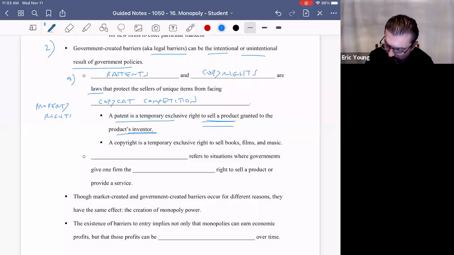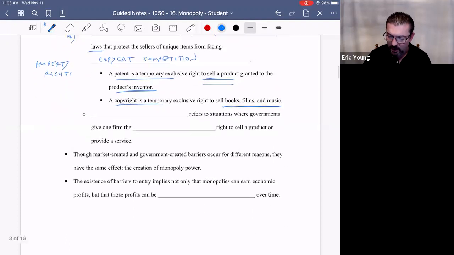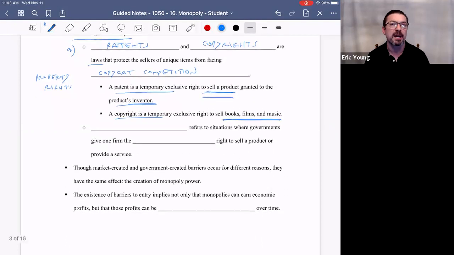Okay, a copyright is basically the same thing, at least in theory and substance, except that a copyright, instead of protecting an invention, simply protects creative stuff like books and films and music, okay? But either way, if you hold a patent or a copyright, you are protected from competition. People can't just copy your invention, your process, your song, your script. You own it, you have monopoly protection.